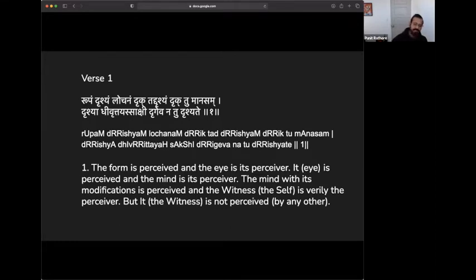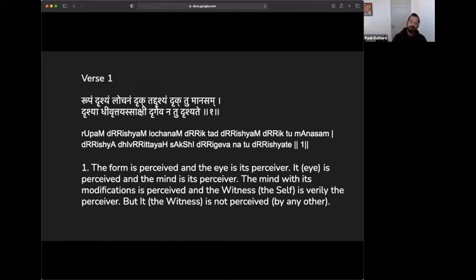So if this doesn't make sense right now, just put it on the shelf. This is the first verse, and as I said, this is the sort of entirety of the teaching. If this makes sense, then you don't need to be in this class. But we will get into what this means.